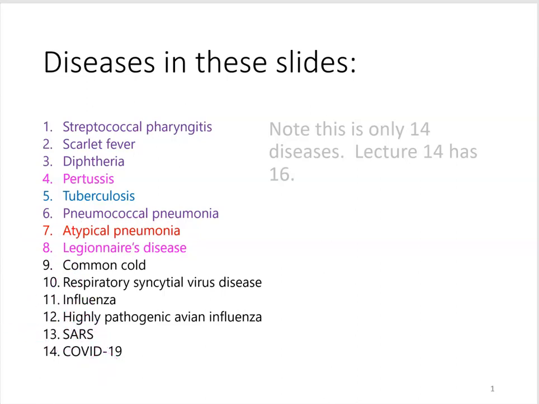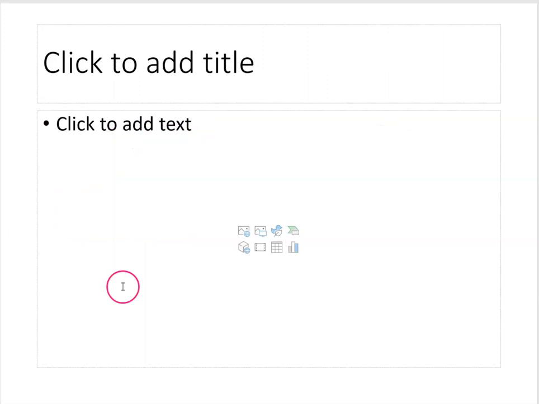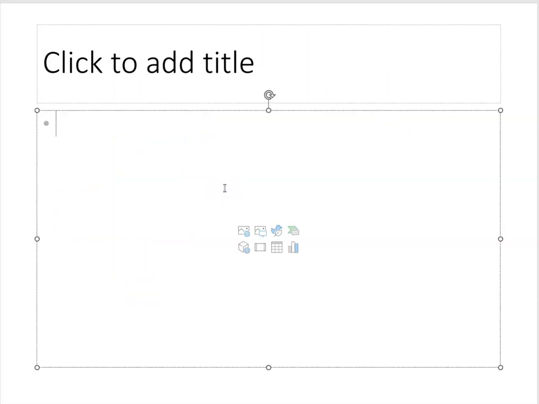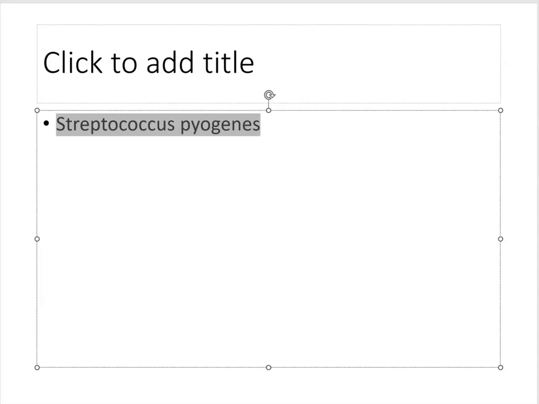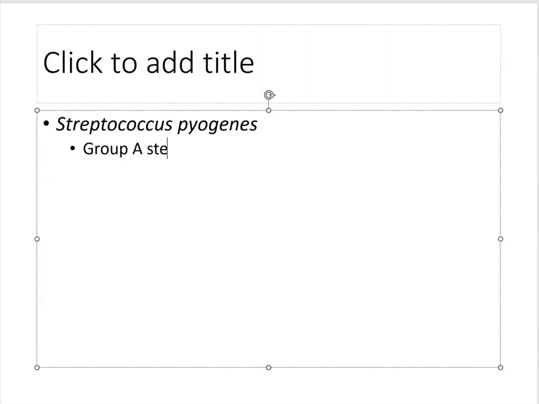Maybe that will help. So we start with streptococcal pharyngitis. And the causative agent for streptococcal pharyngitis is Streptococcus pyogenes. And you've seen that before. You might stop the video and remind yourself, where have you seen Streptococcus pyogenes before? And what else do we call Streptococcus pyogenes? It's group A strep.